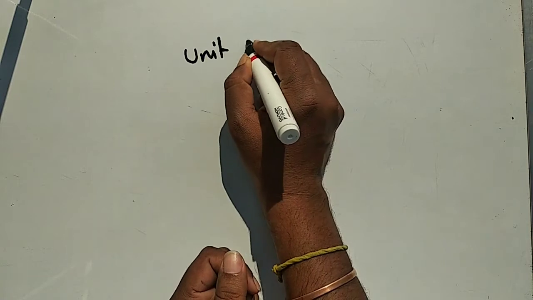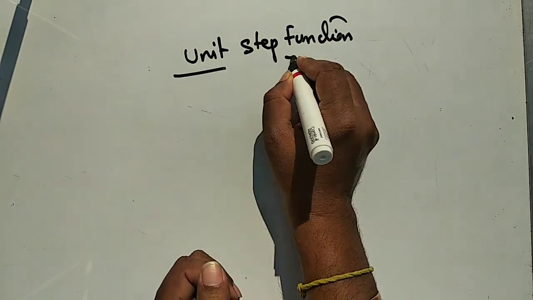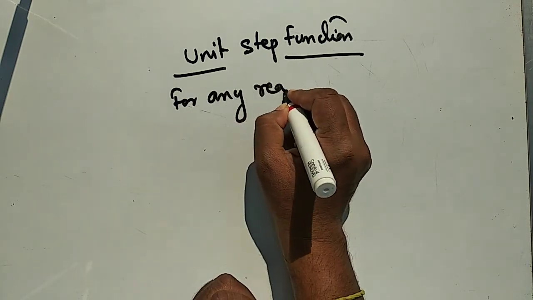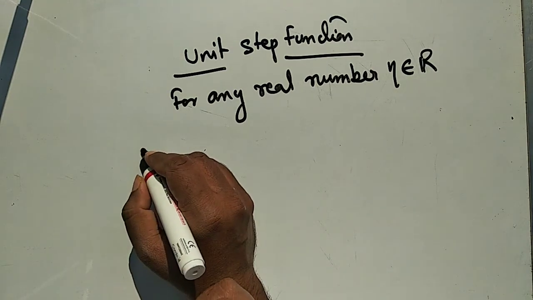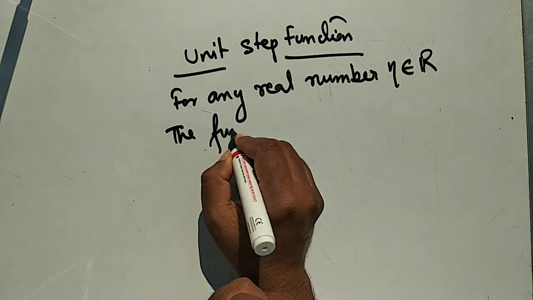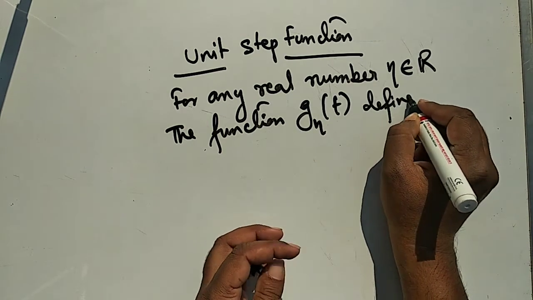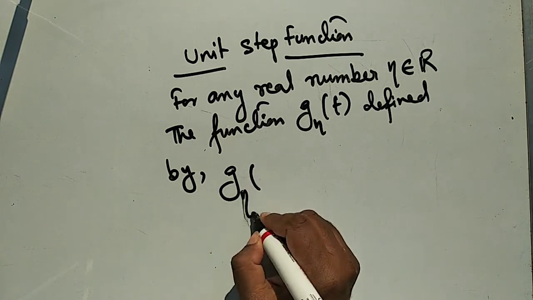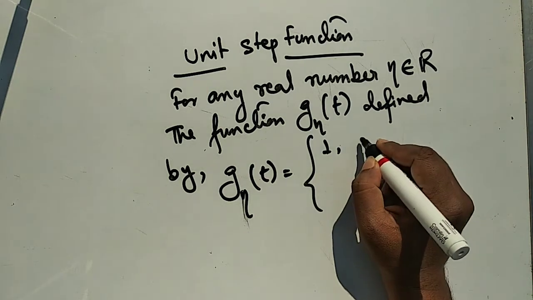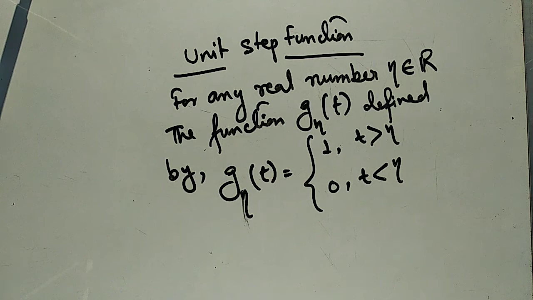Now what is unit step function? Unit step function is nothing but, for any real number eta belongs to R, the function g eta of t defined by g eta of t is equal to 1 if t is greater than eta and 0 if t is less than eta, then this function is known as unit step function.